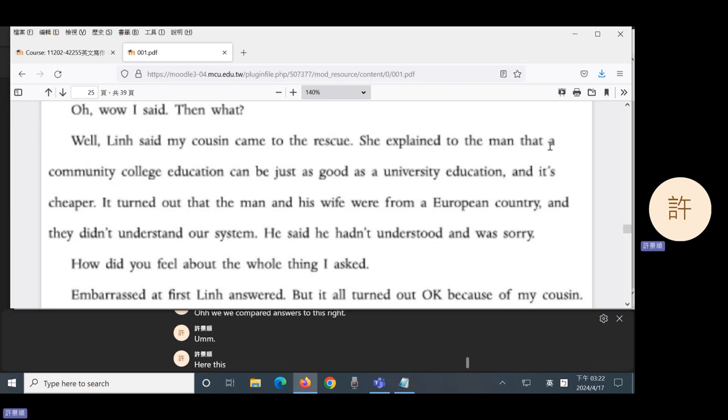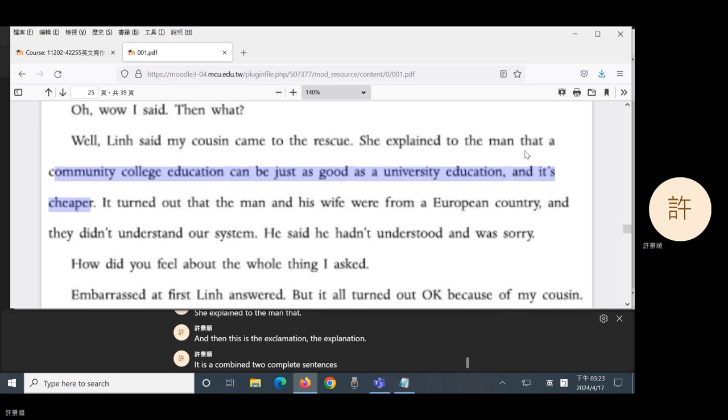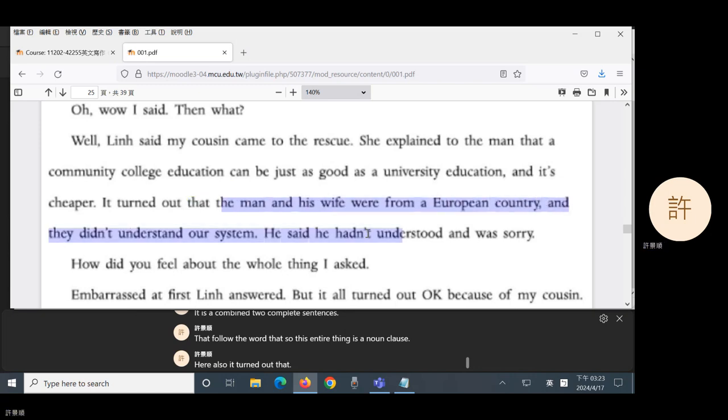Here, this is a noun clause, right? She explained to the man that, and then this is the explanation. It is two combined complete sentences that follow the word that. So this entire thing is a noun clause. Here also, it turned out that. Again, two complete sentences connected by and. These are combined into one noun clause because of the word that.